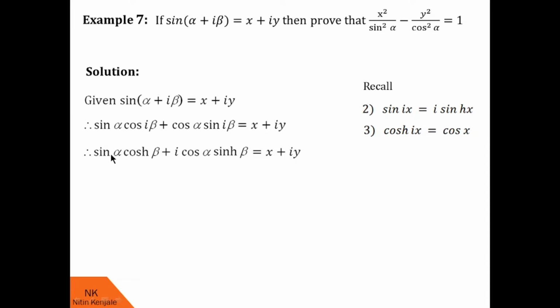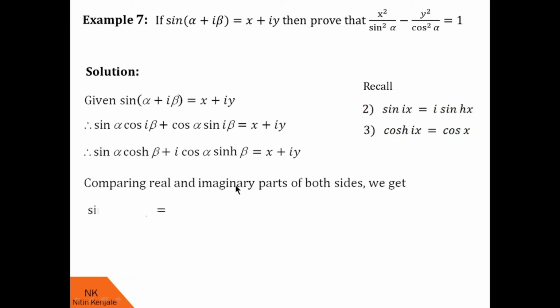So we get sin alpha into cosh beta plus i cos alpha into sinh beta is equal to x plus iy. On the left hand side, the real part is sin alpha into cosh beta, and on the other side, the real part is x. So after comparing both the sides, we get x is equal to sin alpha into cosh beta. Similarly, here the imaginary part is cos alpha sinh beta, and over here the imaginary part is y. So cos alpha into sinh beta is y.